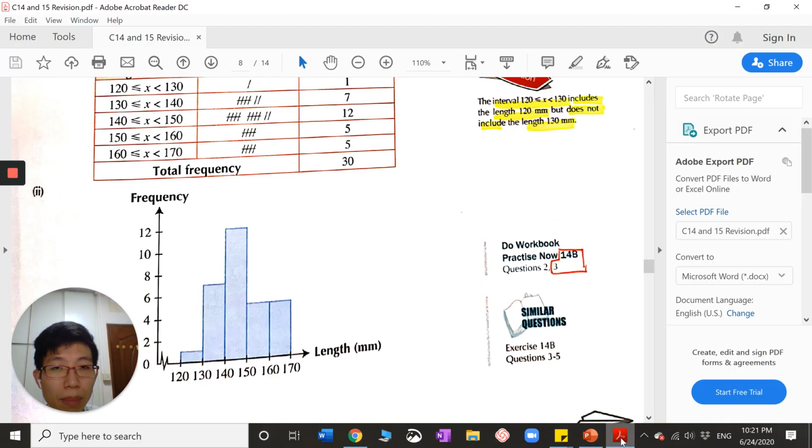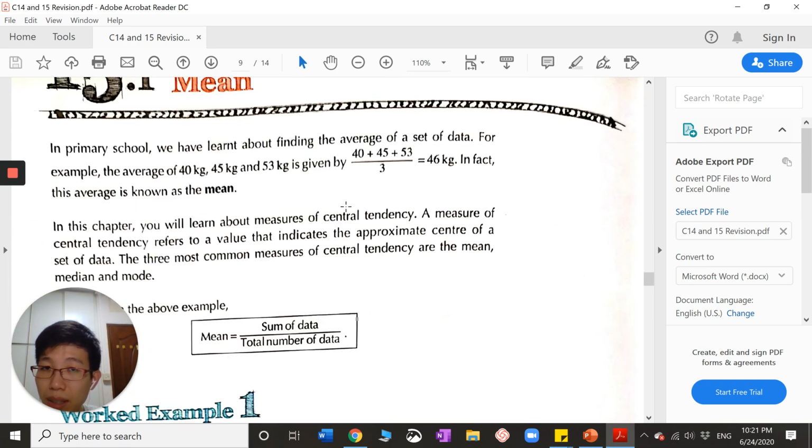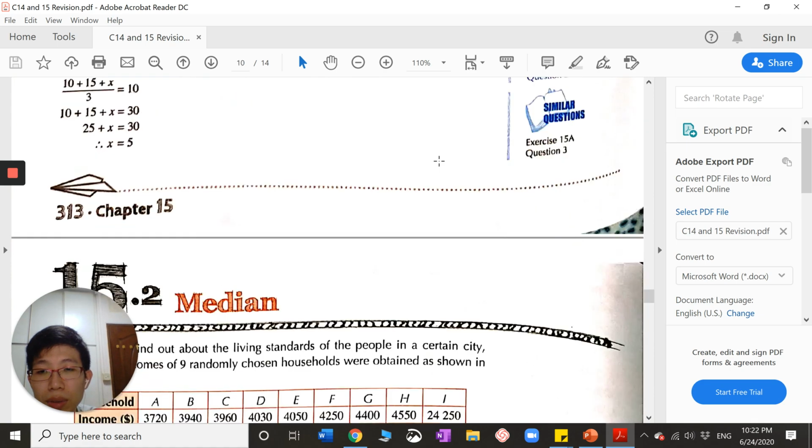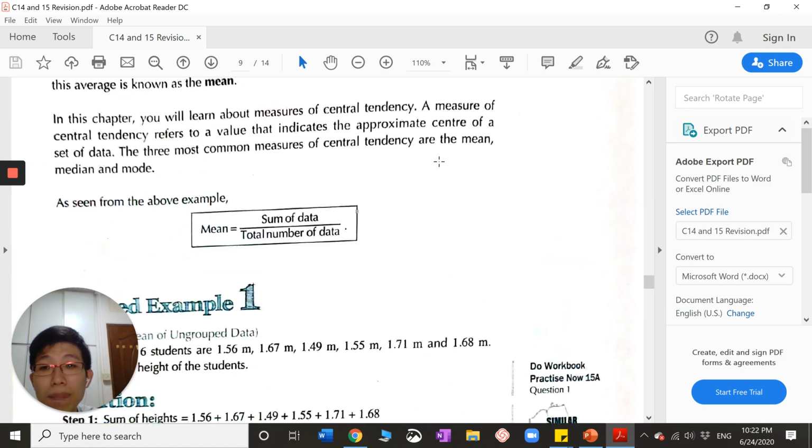So let me bring you to the textbook. Mean. In order to calculate the mean, basically it's the sum of data divided by the total number of data. For example, if I have three masses over here, 40, 45, 53, the sum of data will be my total weight. And the total number of data will be 3 in this case because there are 3 persons. That's why I take the total weight divided by 3 to get 46 as the average. So this one is still not too bad. So this is how you find the mean.